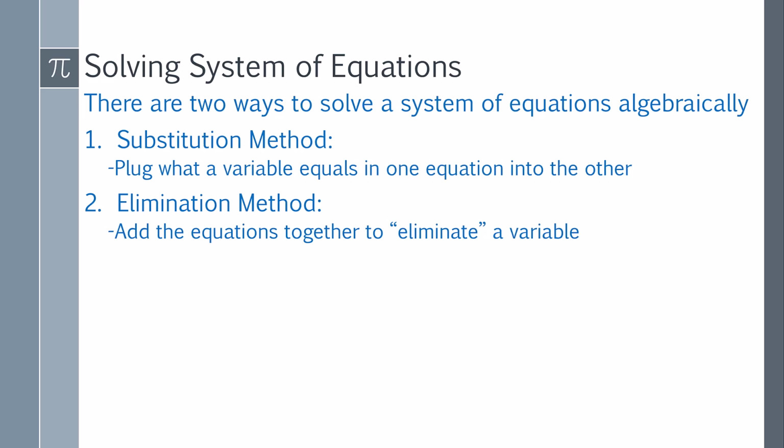The substitution method is you plug in what a variable equals in one equation into the other equation. It sounds a little weird, but when we go over it, it'll make a little more sense. And then the elimination method is you're going to add the equations together to eliminate a variable. Okay, so it's like when we add them together, we want it to cancel out.